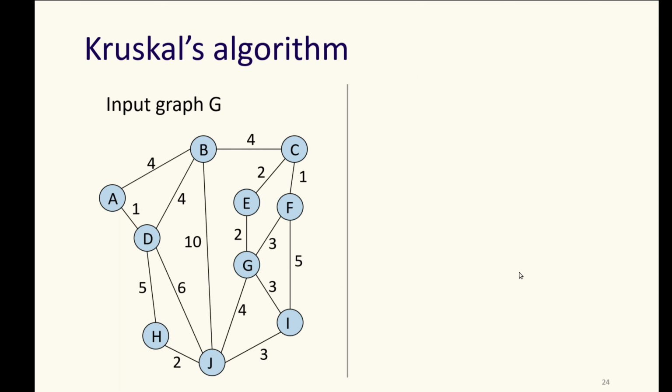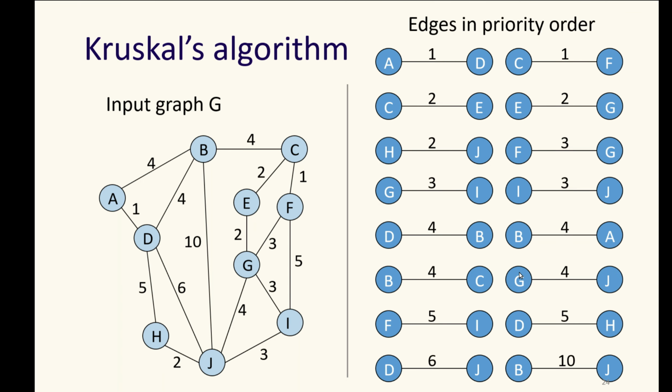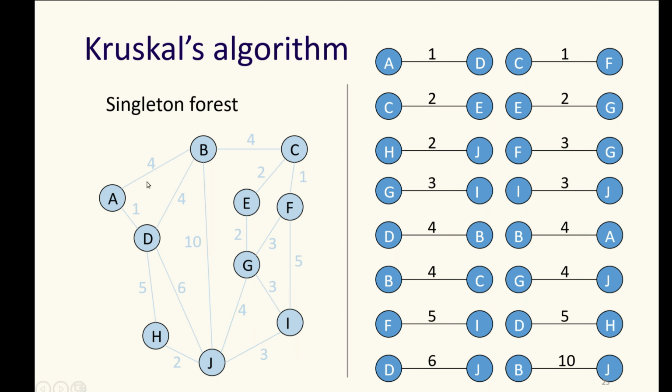On a larger graph, this can look a little complicated. So we need to have all of the edges from that larger graph in priority order. You'll notice I couldn't fit them all into one column, so I have them going left to right, top to bottom: 1, 1, 2, 2, 2, 3, 3, 3, 4, etc. So we'll deal with them in that order because that's their priority. So we have that graph G. We establish our forest of singleton trees where we have no connections yet established between the vertices.